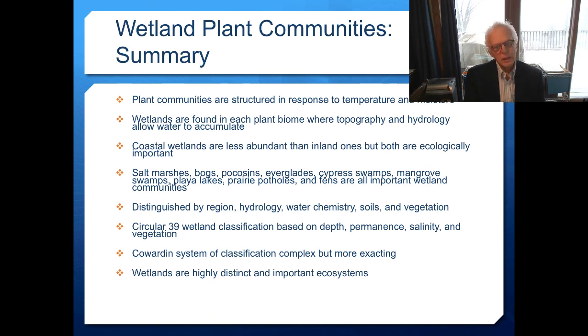We talked briefly in this session about what distinguishes those wetlands one from the other. That would be region, hydrology, water chemistry, soils, and vegetation. We talked briefly about the Circular 39 wetland classification that's based on depth, permanence, salinity, and vegetation. We touched on the Cowardin system of classification that's much more complex but more exacting in terms of typology. And just to summarize, wetlands are highly distinct and important ecosystems, highly productive, very biodiverse, and very active, really important in any environment, not just in North America, but across the planet.